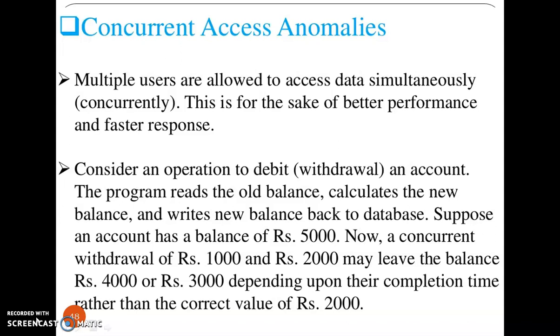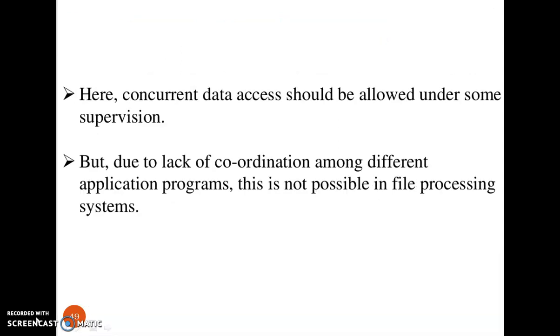Suppose an account has a balance of rupees 5,000. Now, a concurrent withdrawal of 1,000 rupees and 2,000 rupees may leave the balance of rupees 4,000 or rupees 3,000, depending upon the completion time, rather than the correct value of rupees 2,000. So this problem occurs while using the file system. Here, concurrent data access should be allowed under some supervision. But due to lack of coordination among different application programs, this is not possible in a file processing system.